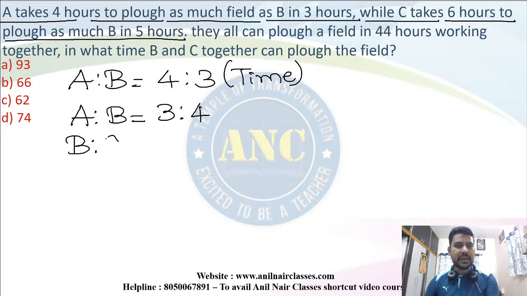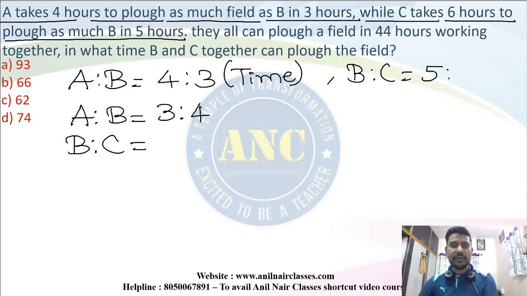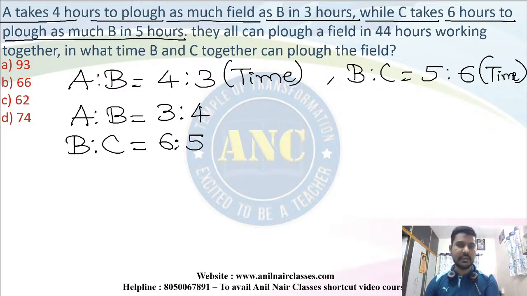Okay. Next, C takes 6 hours to plug as much as B in 5 hours. So, time ratio of B and C: B will take 5 hours, C will take 6 hours. This is the time ratio. Similarly, efficiency ratio will be how much? 6:5, right? It is 6:5.